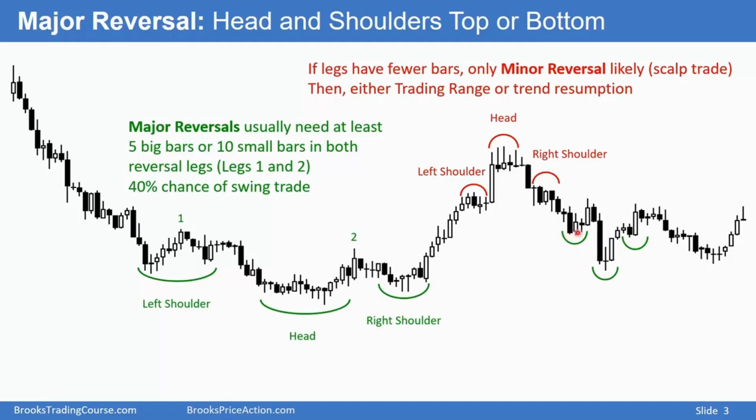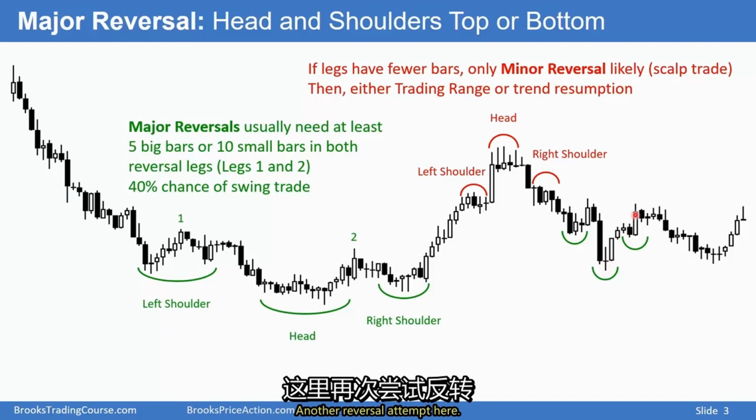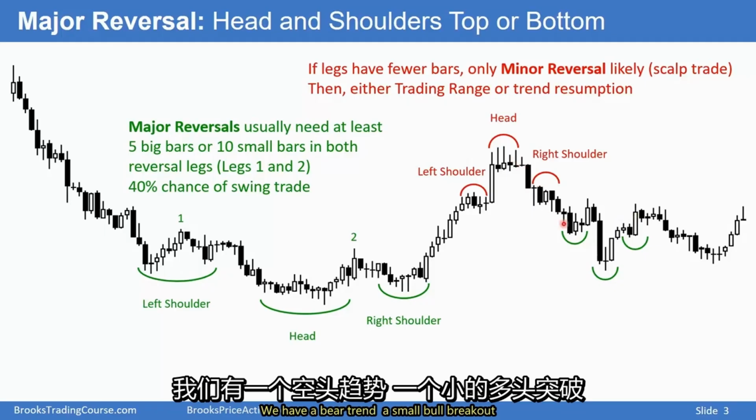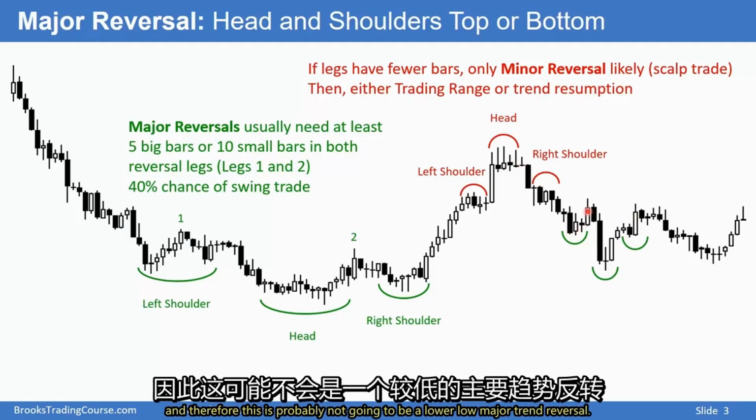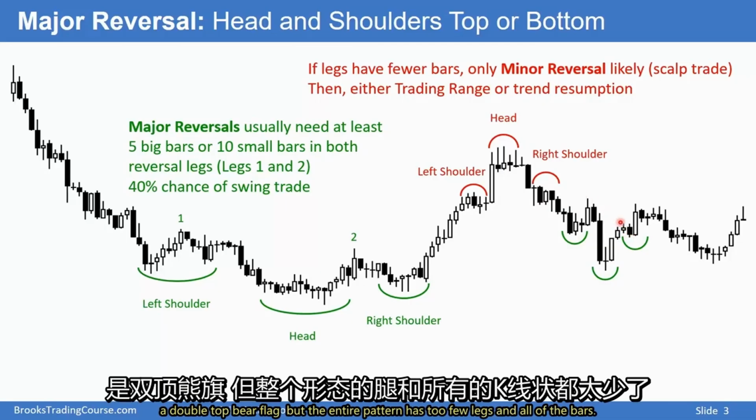Another reversal attempt here, only a few bars. Trend resumption here, only a few bars. Another reversal attempt here. This is probably a minor reversal. We have a bear trend, a small bull breakout, and therefore this is probably not going to be a lower low major trend reversal. And you can call this an attempt to resume the bear trend, a double top bear flag, but the entire pattern has too few legs in all of the bars.